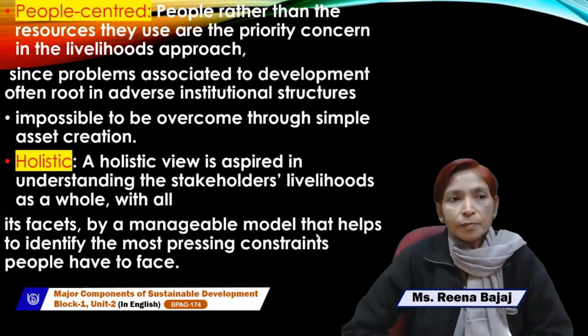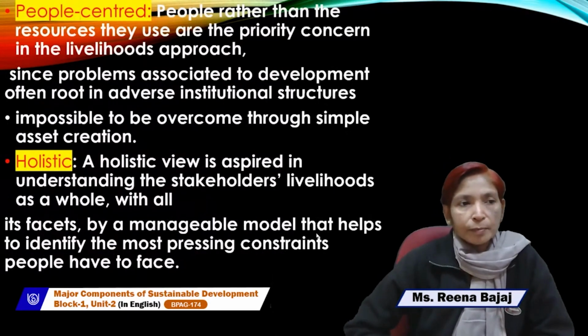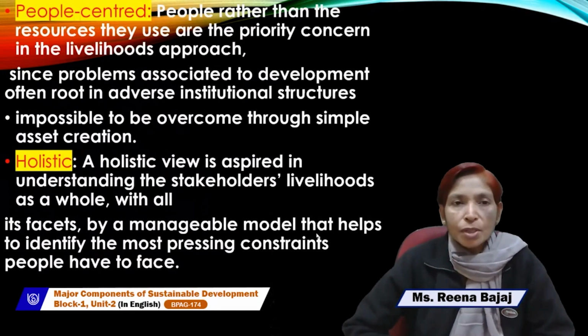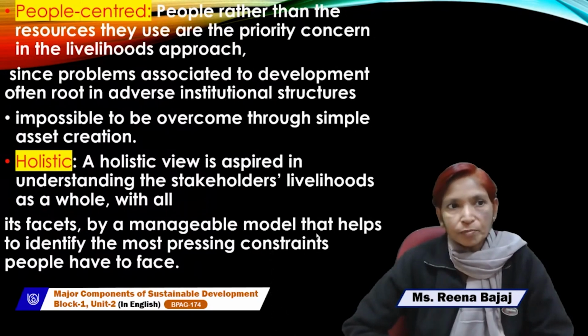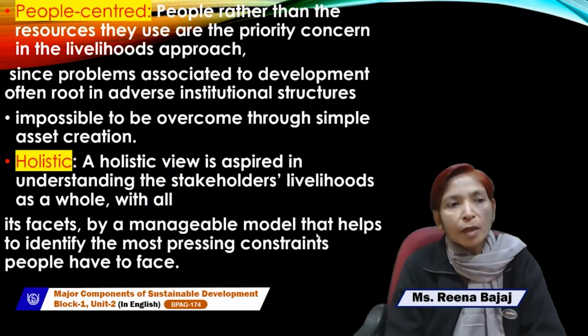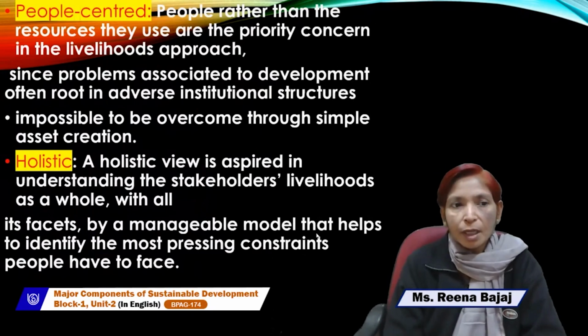Next, here is some livelihood approach given by the United Nations and others globally. It is decided how a sustainable development approach can be achieved. People centered: here, people, rather than the resources they use, are the priority concern in the livelihood approach, since problems associated with development often root in adverse institutional structure and are impossible to overcome through simple asset creation.